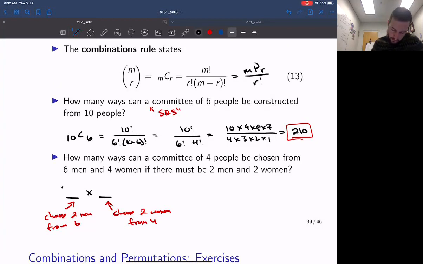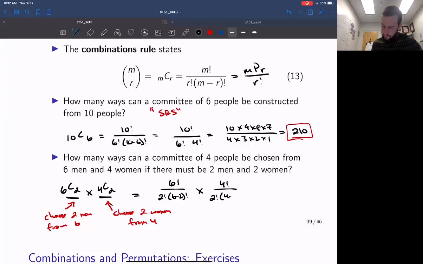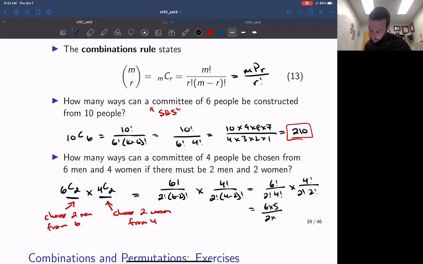Okay, so this here is going to be 6 choose 2, and this here is going to be 4 choose 2. Right? So that gives us 6 factorial over 2 factorial times 6 minus 2 factorial, times 4 factorial over 2 factorial times 4 minus 2 factorial. That's 6 factorial over 2 factorial times 4 factorial, times 4 factorial over 2 factorial times 2 factorial. Okay, and then that's going to give us 6 times 5 over 2 times 1, times 4 times 3 over 2 times 1. And that's going to give us 30 over 2, which is 15, times 12 over 2, which is 6, which is 90.